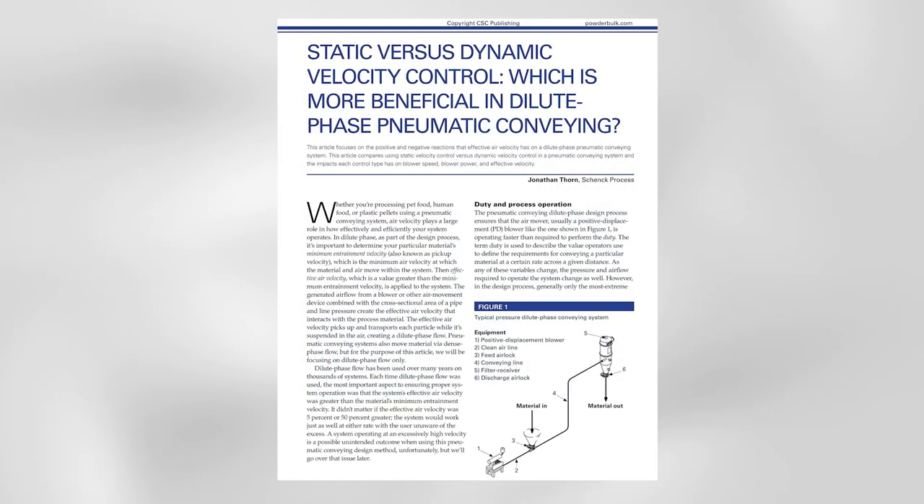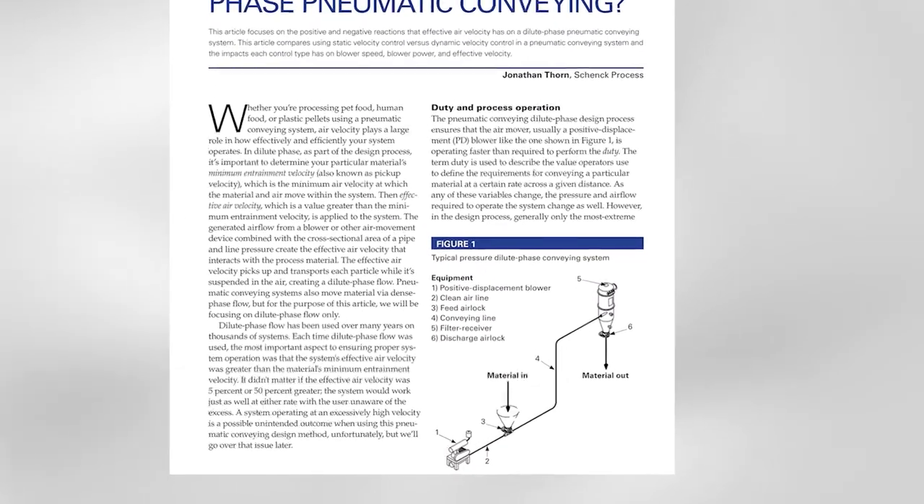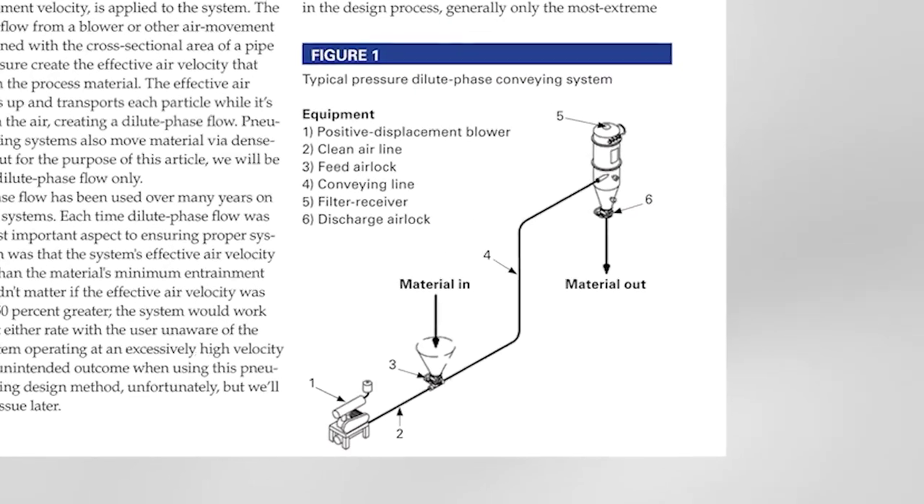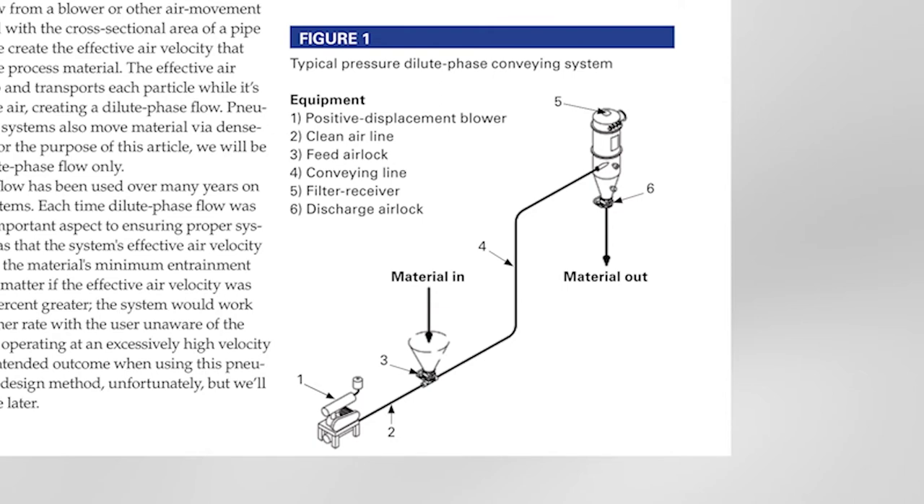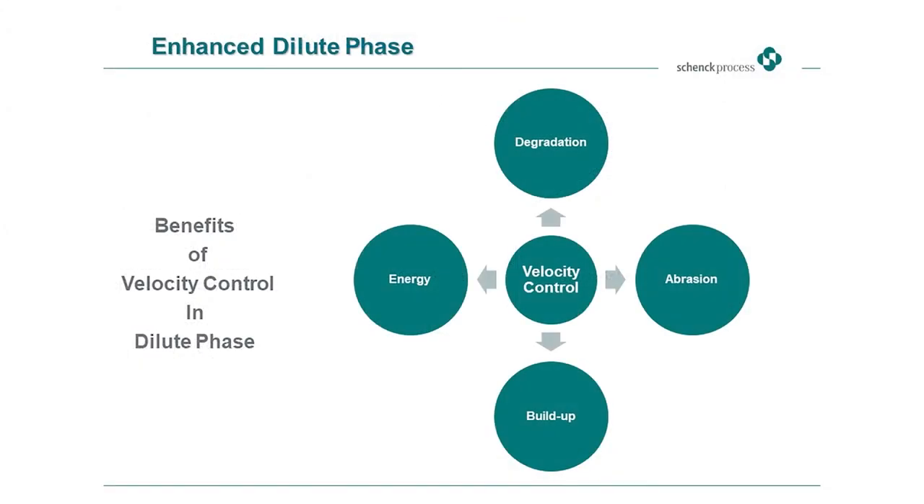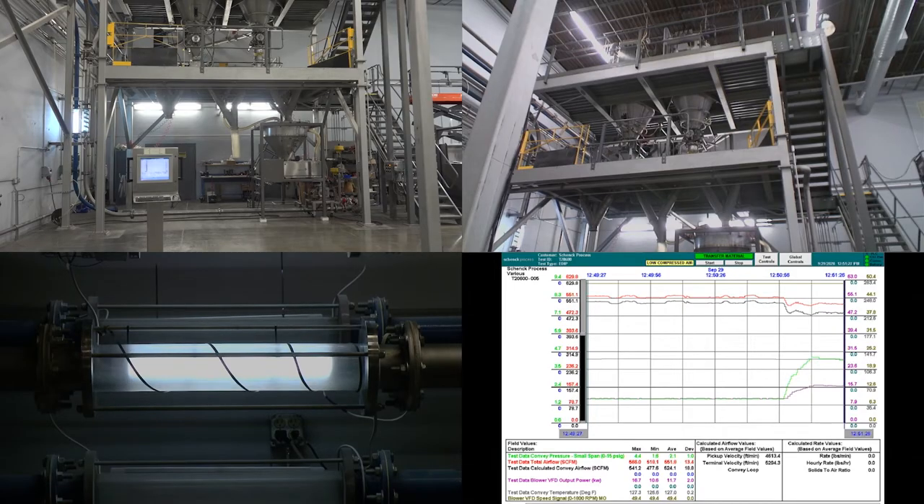The benefits of velocity control on dilute phase systems was showcased in a Powder and Bulk Engineering article this past March. It outlines the advantages of operating the blower at a slower speed while still conveying material reliably at or near the minimum entrainment velocity. These benefits include apparent ones like energy reduction and material protection, as well as less quantifiable benefits like abrasion and buildup.